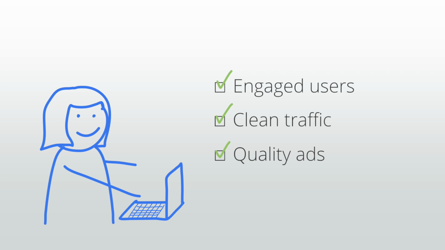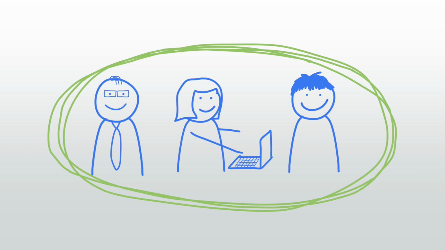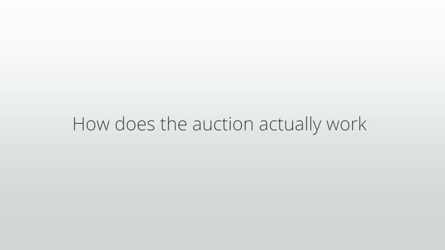There are dozens of other ideas we could add to these lists. Every publisher, advertiser, and user is different. The bottom line is, in order for the ecosystem to stay healthy, the players need to work together. Now that you know who's involved, how does the auction actually work? How do advertisers get their ads on your page and in front of the right users?